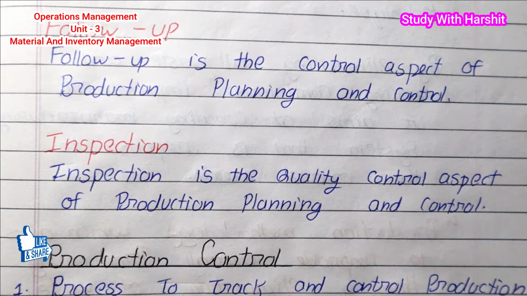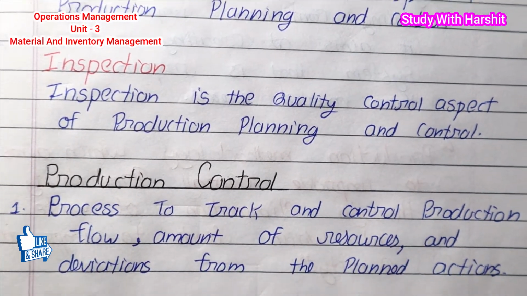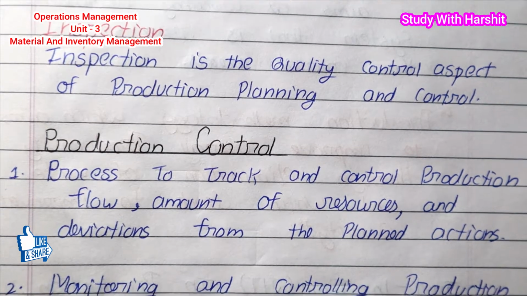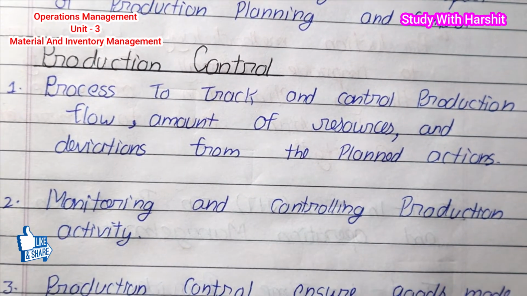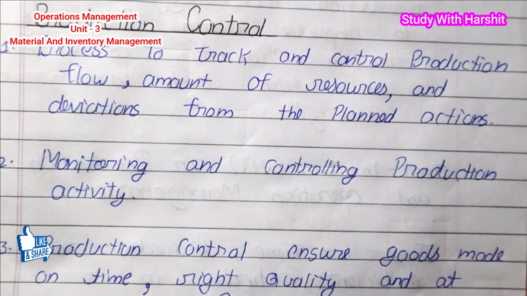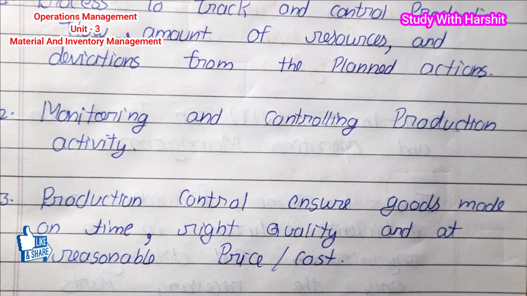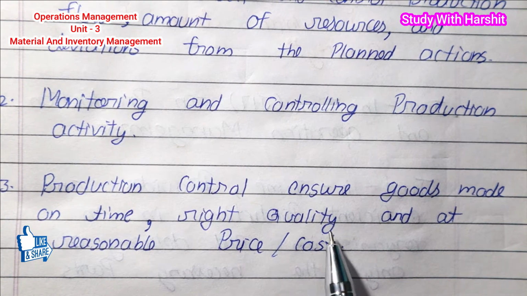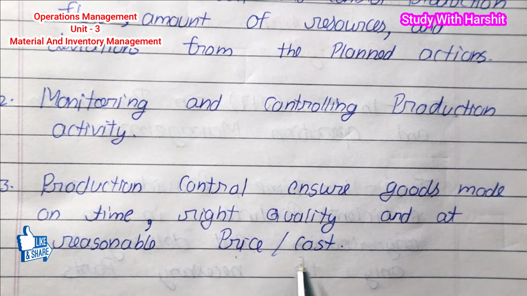Next topic is production control. Process of tracking and controlling production flow, amount of resources and deviations from the planned actions. Second, monitoring and controlling production activity is also known as production control. Production control ensures goods are made on time, at the right quality and at a reasonable price.